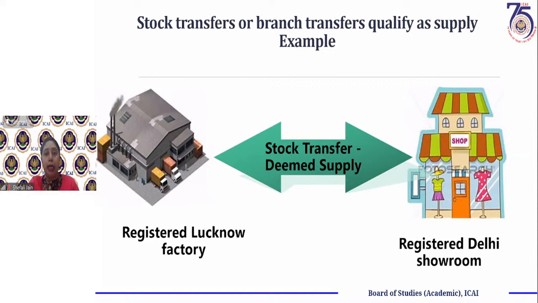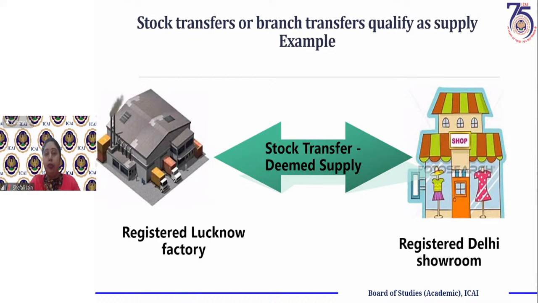For example, in this example, you can see I have a registered factory at Lucknow. And I have a showroom at Delhi, which is also registered. So these two are registered. These two are in two different states also, so they have to be registered. So any transfer of stock between these two, from factory to showroom, will be deemed as supply. No price, no consideration is charged by Lucknow to Delhi, but still that transfer will be deemed as supply.